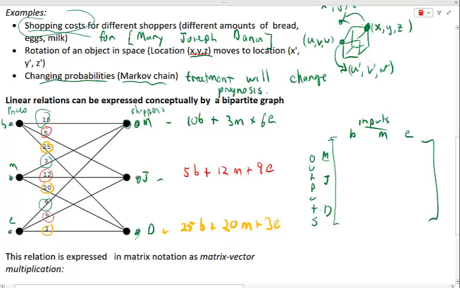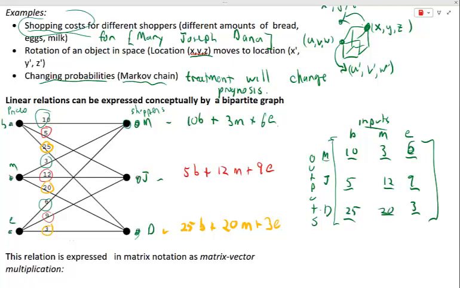Okay, so I have 9 numbers in this matrix. So what are the 9 numbers? Mary buys 10 units of bread, 3 units of milk, and 6 units of eggs. Joseph buys 5 units of bread, 12 units of milk, 9 units of eggs. Sorry, I put E here. That should be a 6. Okay, last one here, 25, 20, and 3. All right. So there's my matrix.